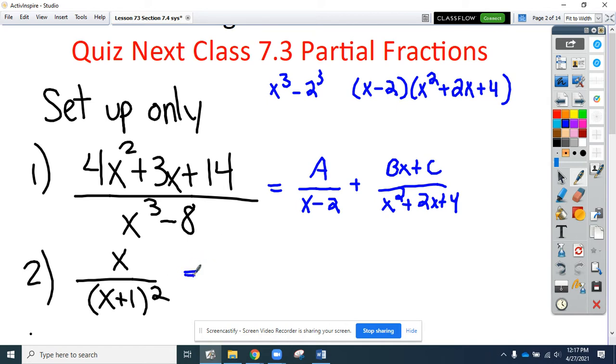Number 2, we have a linear factor, but it's repeated. So we put one of them, then we put two of them. We have just an A and a B. So again, even though I see the square there, the term itself is linear. So that's all we need for the setup.